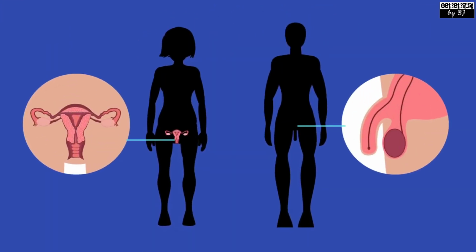So in this way, sexual reproduction in humans takes place when the male and female reproductive organs are used to form and grow a fetus, which is then ready to be born.